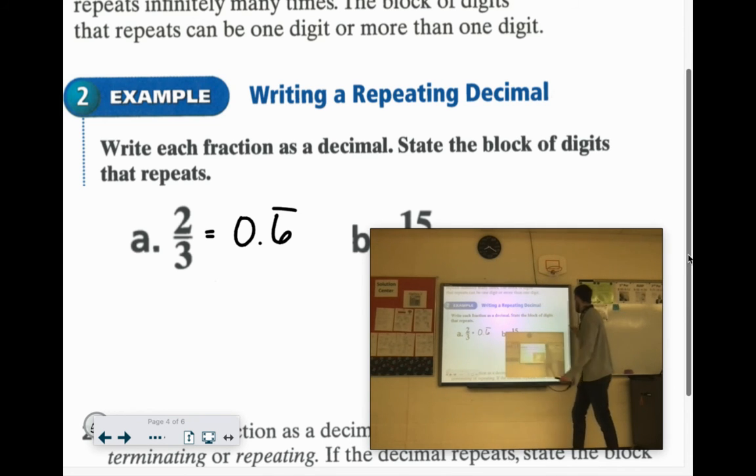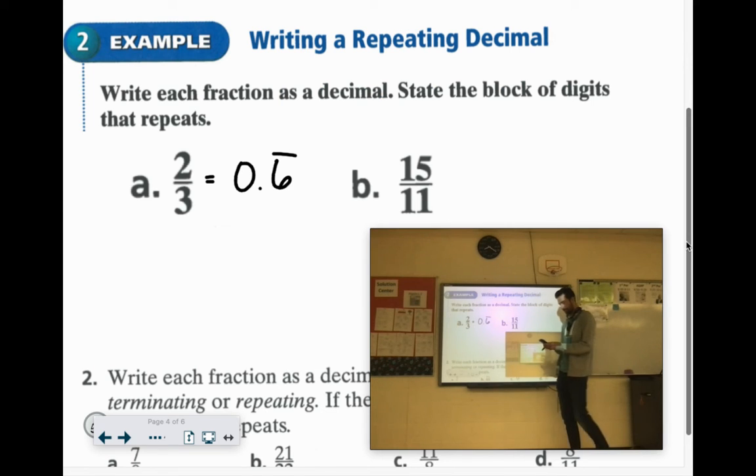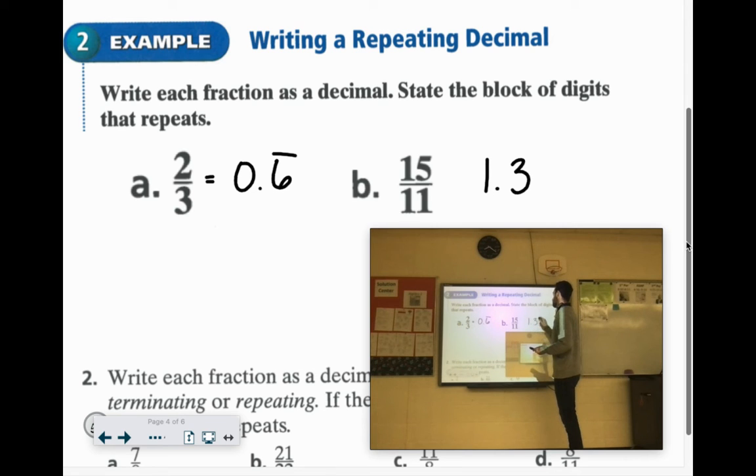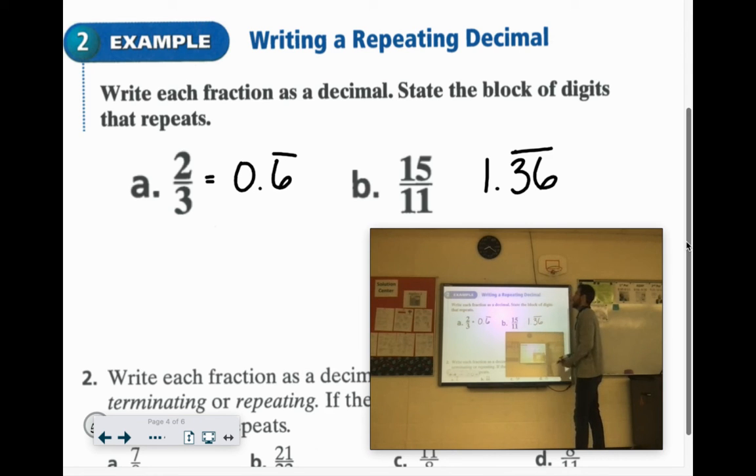What's the next one here? 15/11ths. 15 divided by 11, 1.36363636, and then my calculator has a 4 at the end, but again, ignore that, that's rounding. So we're going to say 1.36, and the 36 repeats, right? So you just put a bar over everything that repeats. State the block of digits that repeats. 36.